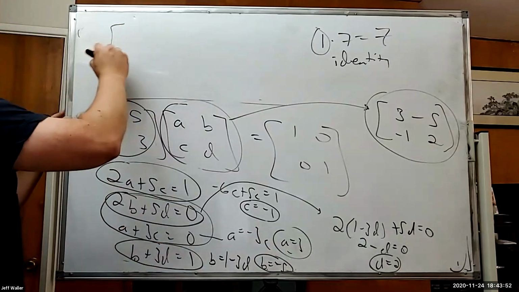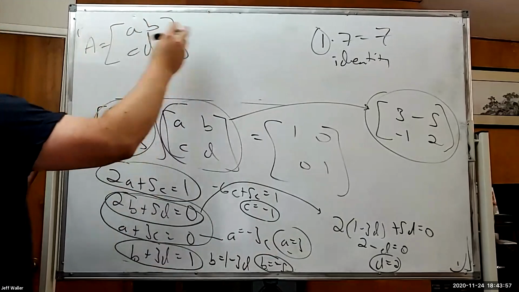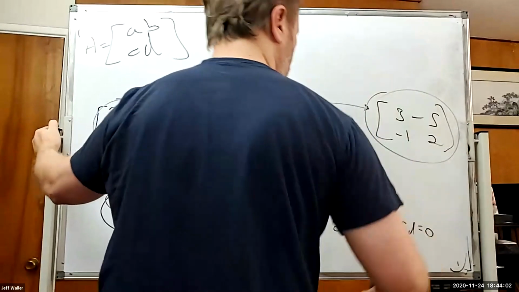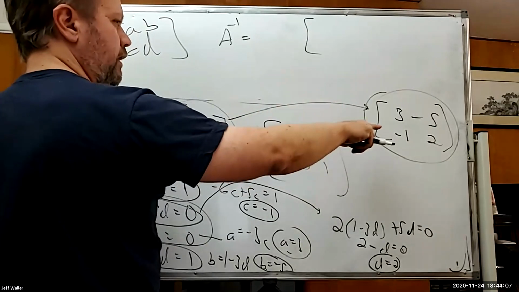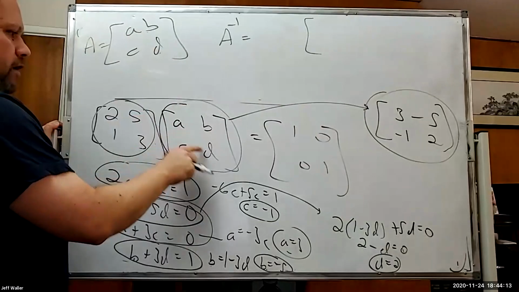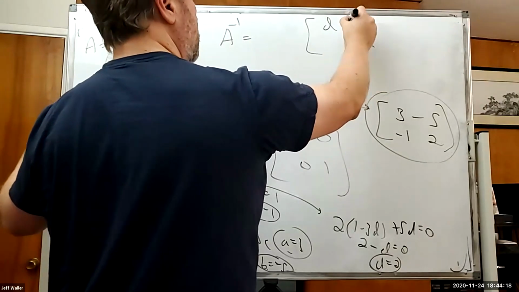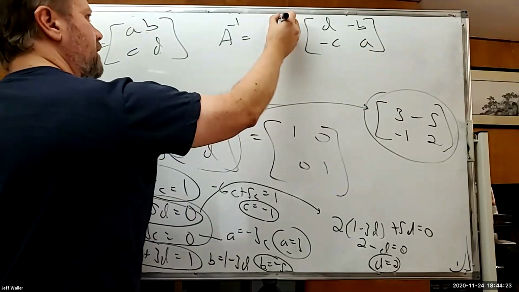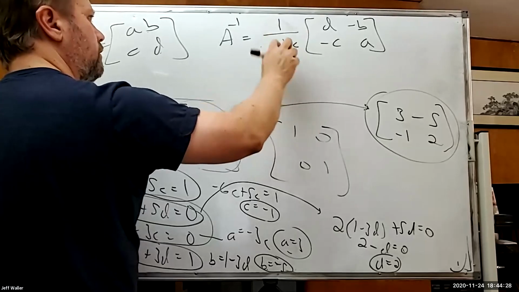Because given this matrix, so this is A, the inverse matrix will be, let's see if we can capture what happened here. I'm going to leave a little room here. There's going to be something out front. It will be D, A, see the A and the D switch, just like we saw happen here. And then the B and the C become the opposite sign. But there is something out front. What's out front is this freaky thing, one over AD minus BC.